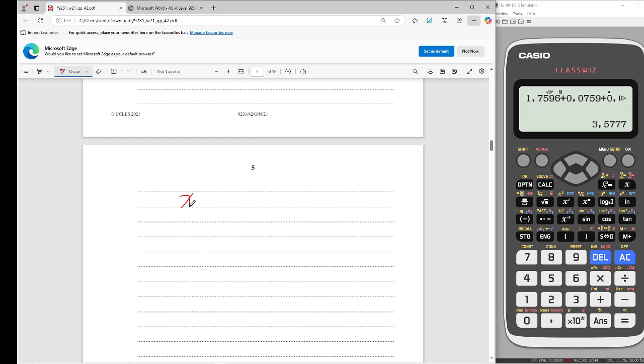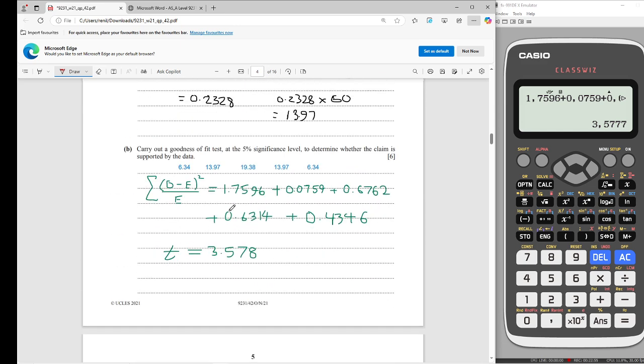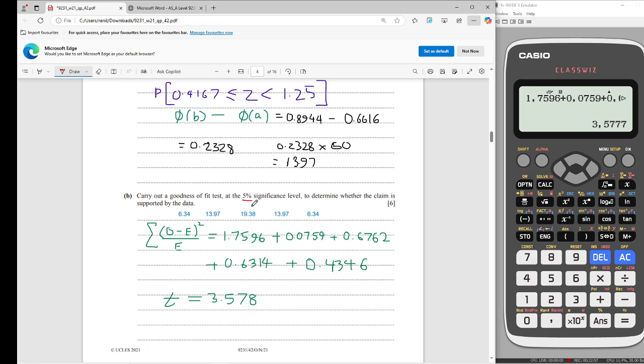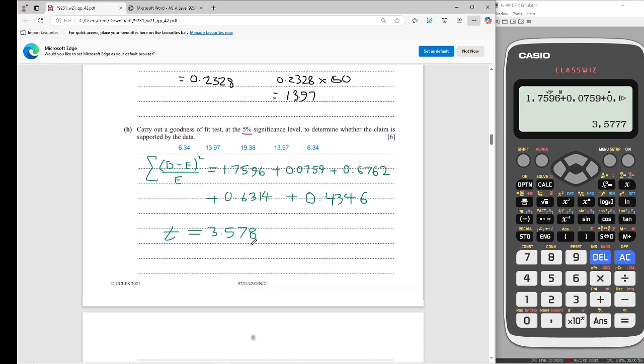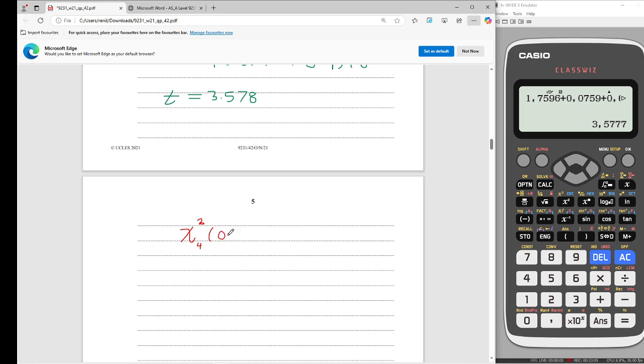So for a chi-square test, the degree of freedom will be the lower exponent, like the subscript 4. Now we have our p-value. The p-value is going to be 1 minus whatever percentage is here. So 1 minus 5 percent, so it's going to be 1 minus 0.05, which is 0.95. So let's put here 0.95.